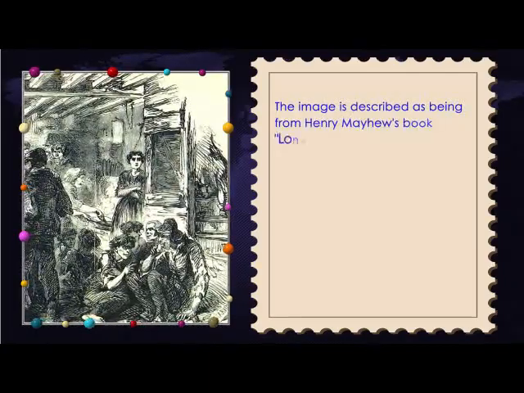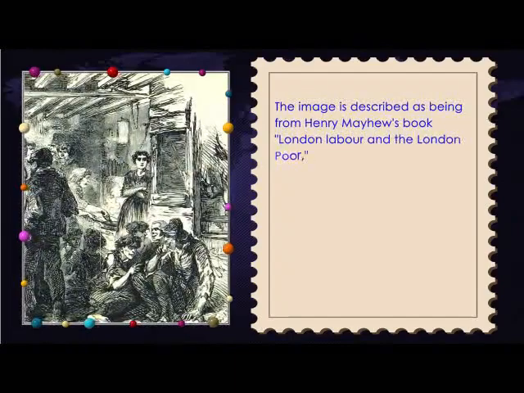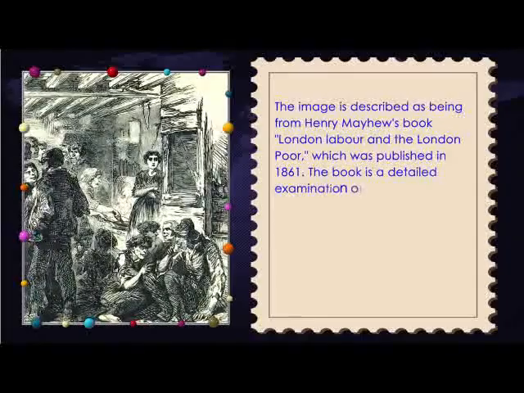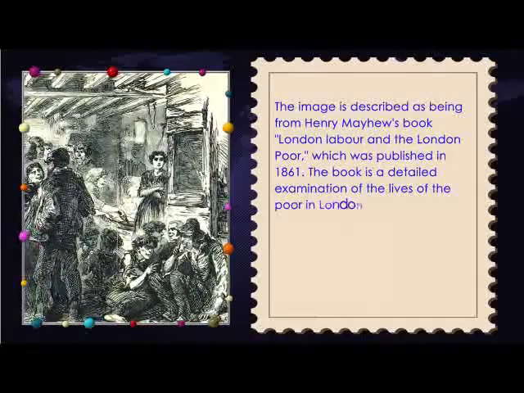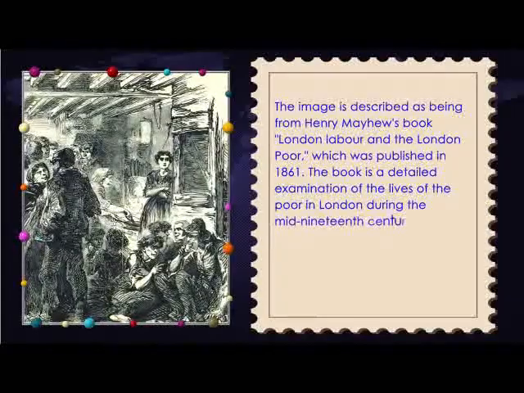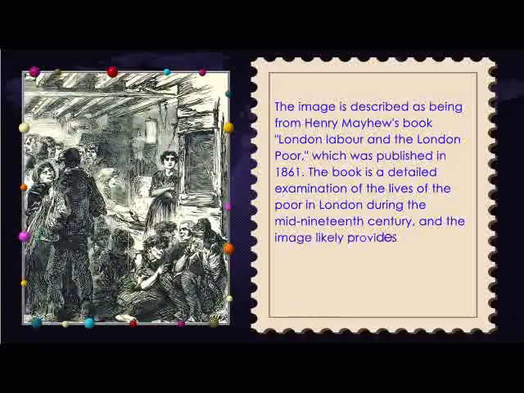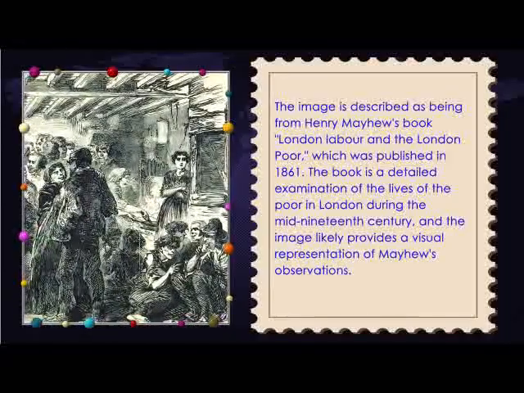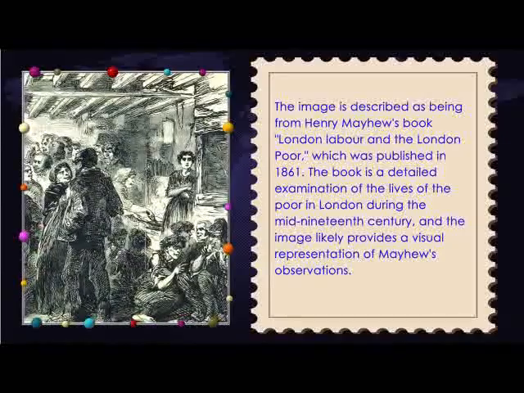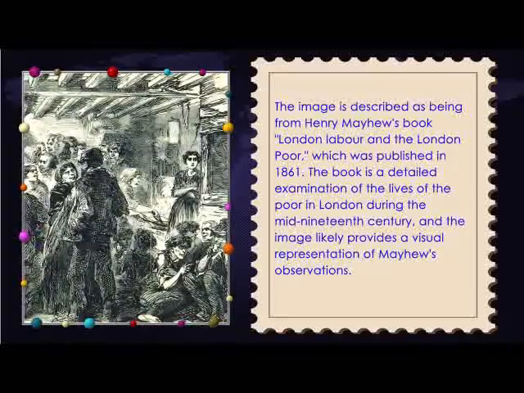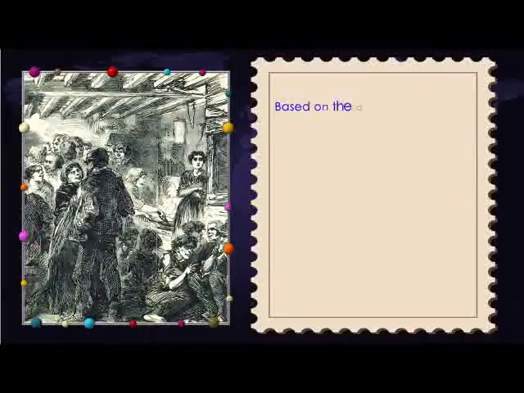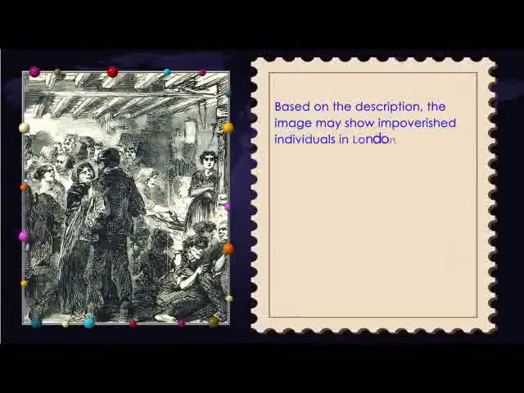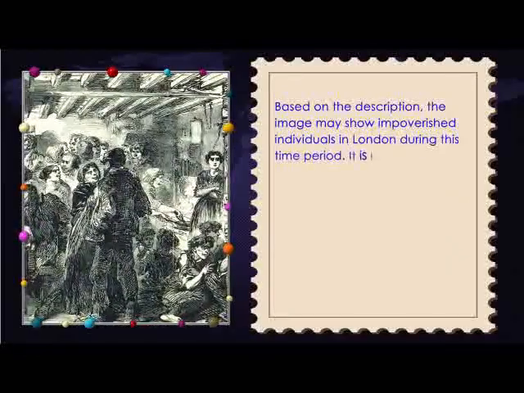The image is described as being from Henry Mayhew's book, London Labour and the London Poor, which was published in 1861. The book is a detailed examination of the lives of the poor in London during the mid-19th century, and the image likely provides a visual representation of Mayhew's observation. The image may show impoverished individuals in London during this time period.